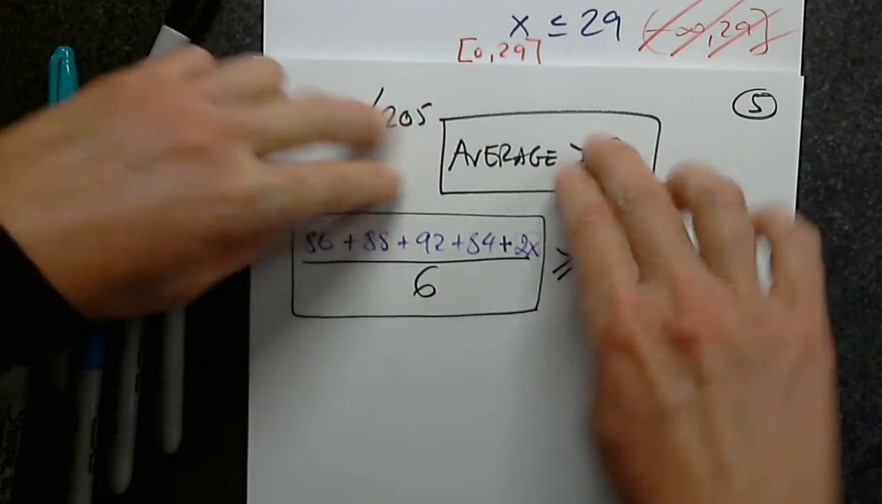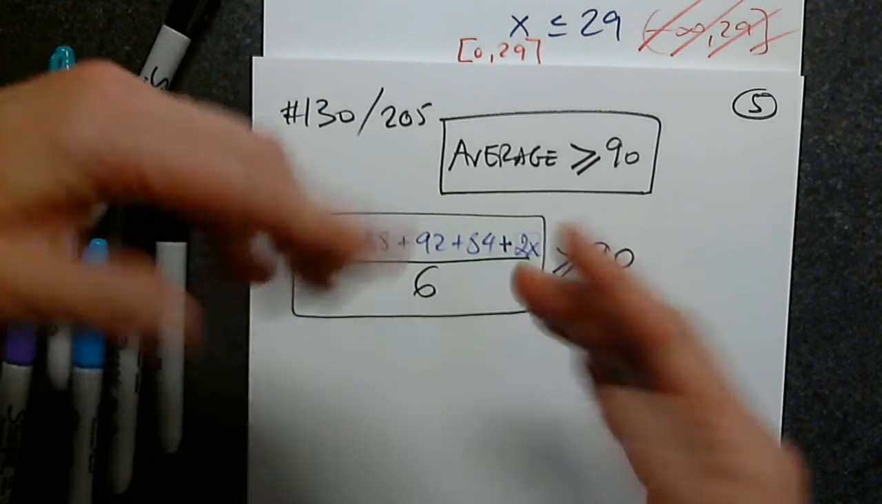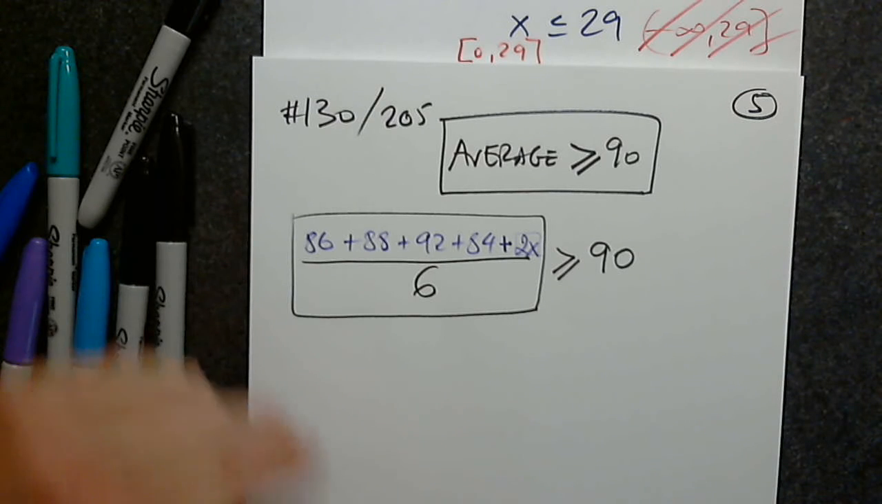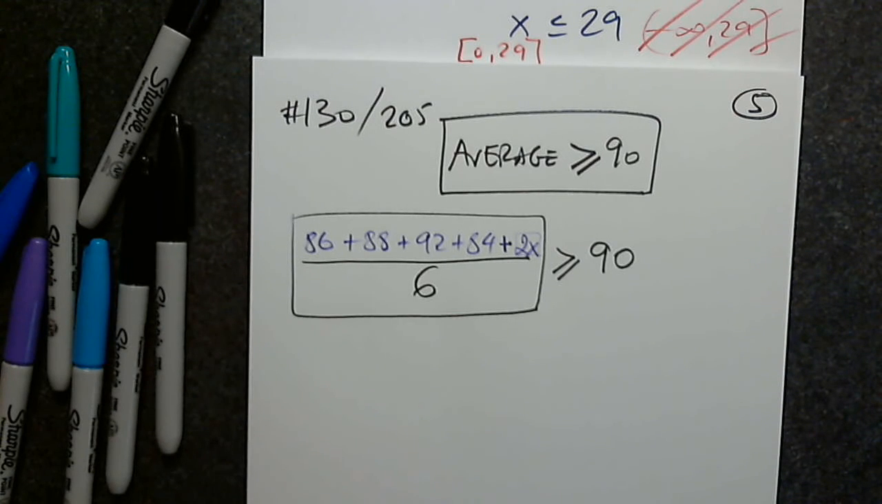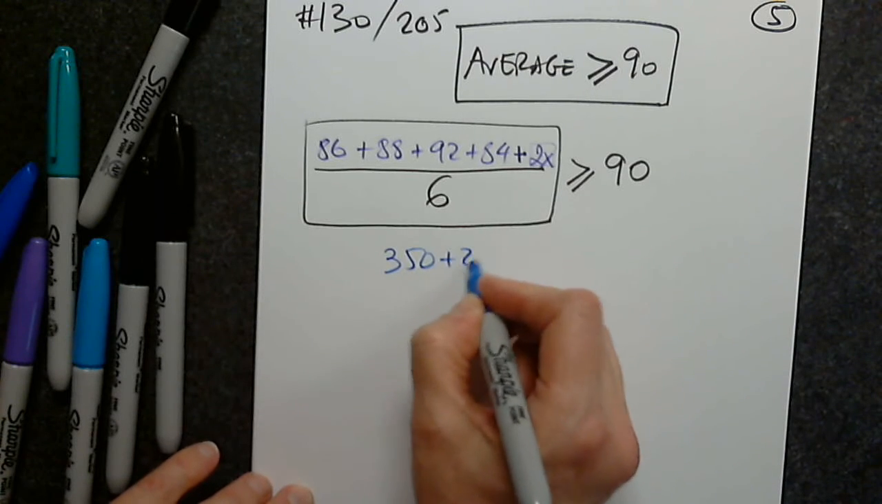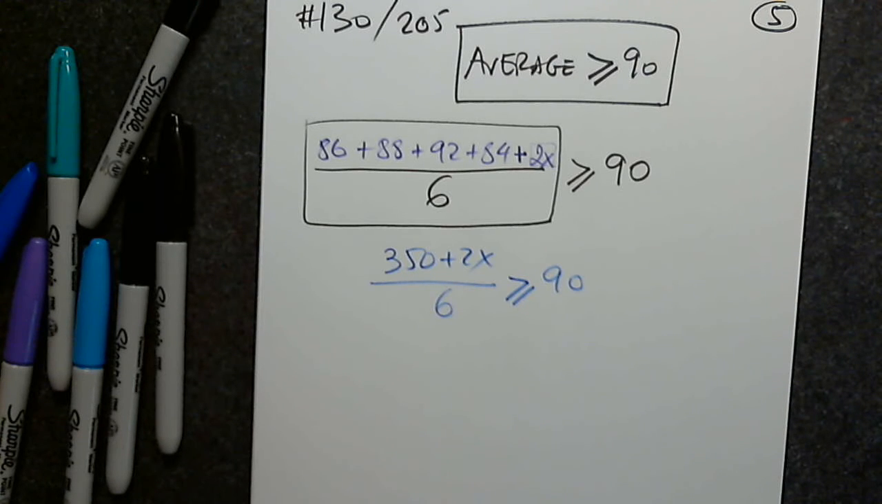The average, please remember, is the sum of the numbers we are trying to find the average for, and we divide by their number, in this case 6. So I'm going to add these 86, 88, 92 and 84. I got 350. So the simplified form of this inequality is 350 plus 2x divided by 6 greater than or equal to 90. And now please tell me, what will you do next?